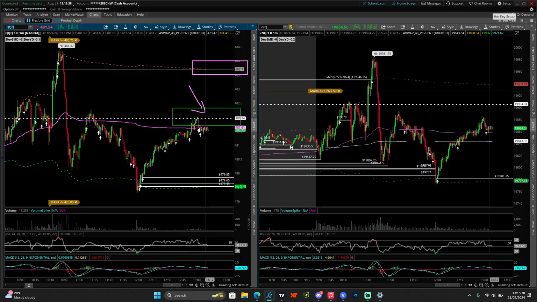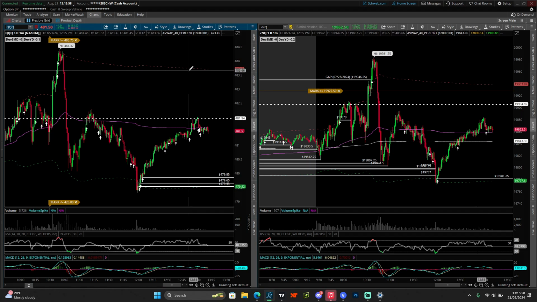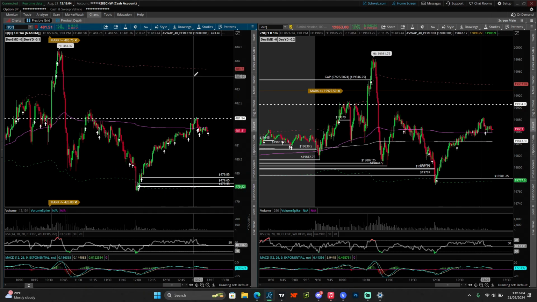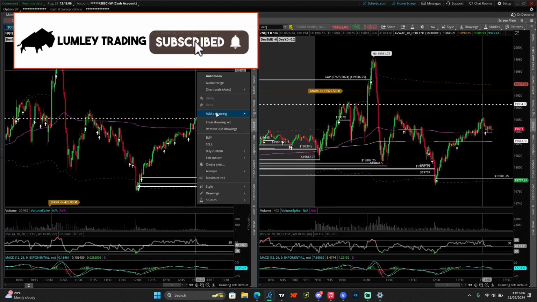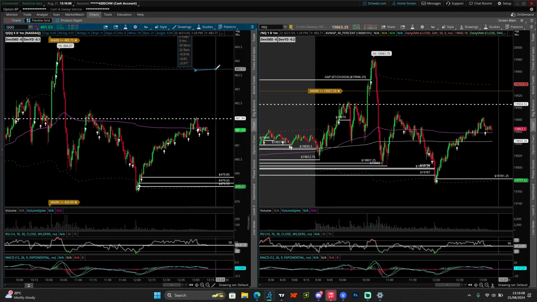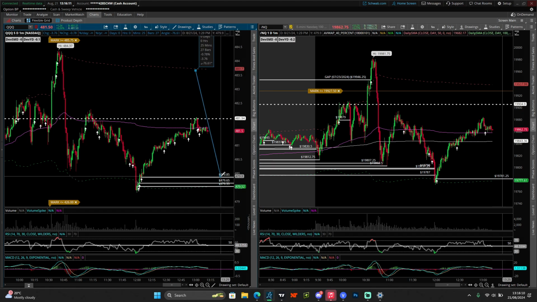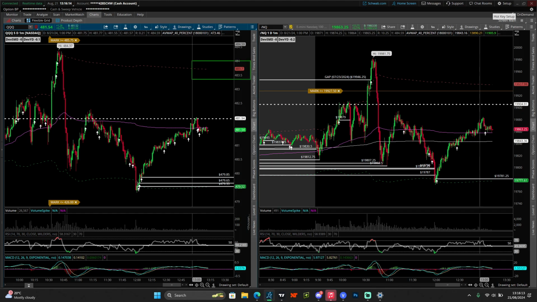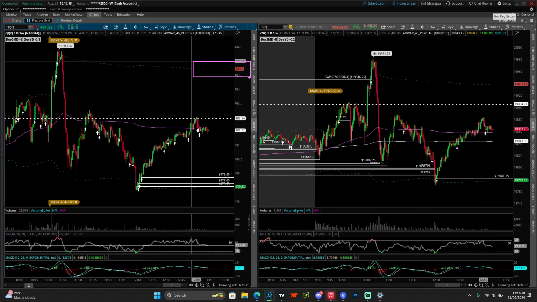VWAP will be the main target, because I think it's unlikely that we'll push all the way from that high down to that gap. You need to think about what's reasonably acceptable. When we have these magnet levels like gaps, we also need a reason for them to be reached. In a case like this on QQQs, if we're getting a short at this extension level, going to fill that first gap is near enough a 1% move. Are we going to do that with no catalyst in the last hour or two of the day? Unlikely.